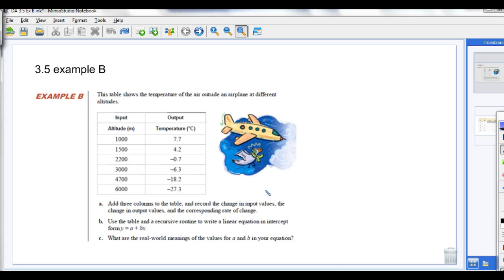Welcome to 3.5 example B. Here it is. This table shows the temperature of the air outside an airplane at different altitudes. So here's our input altitude, here's our output temperature. Let's just make this one X and make this one Y for what we're going to be talking about.